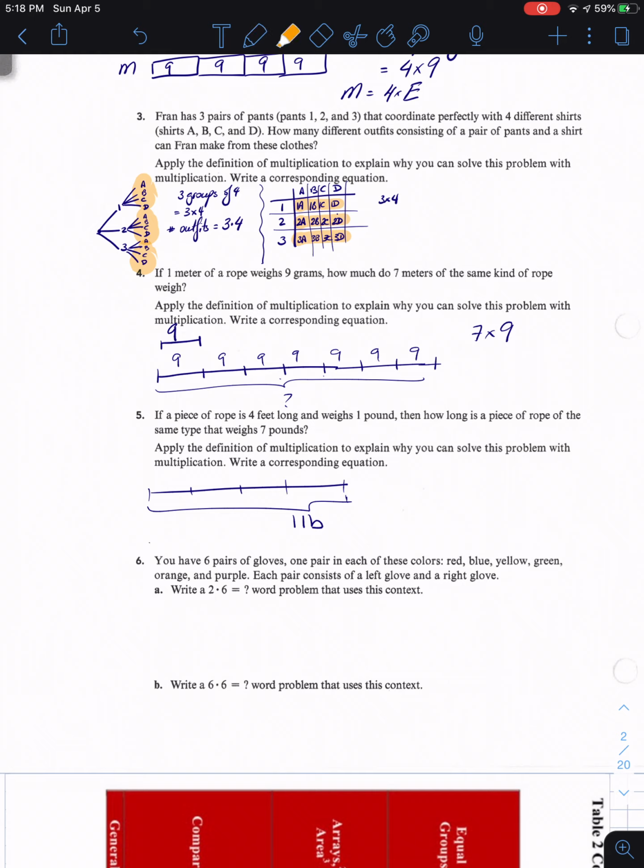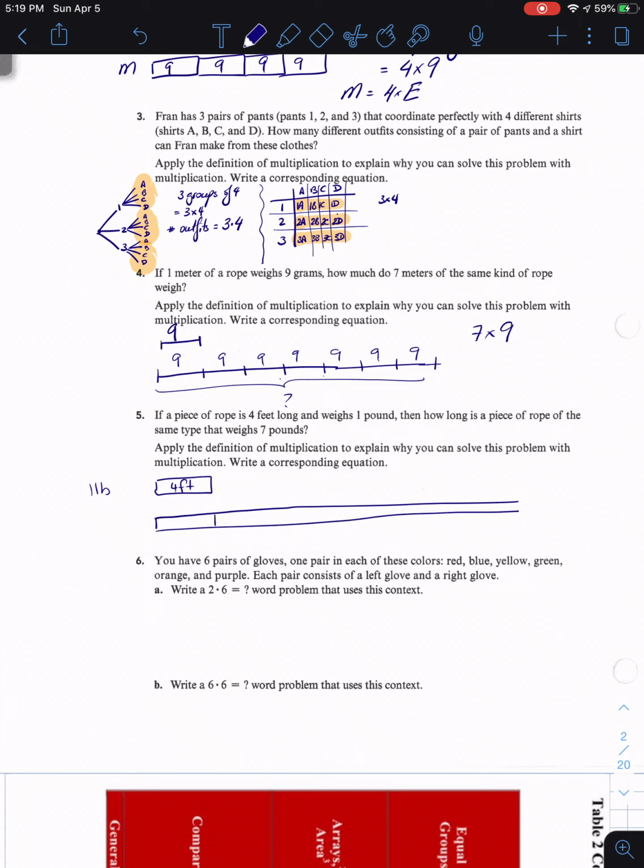So I probably drew it a little too big. So let's say 1 pound is 4 feet. All right, this is 1 pound. Is 4 feet. Now, how long is a piece of rope of the same type that weighs 7 pounds? So 1, 2, 3, 4, 5, 6, 7. And they're each 4 feet in here.